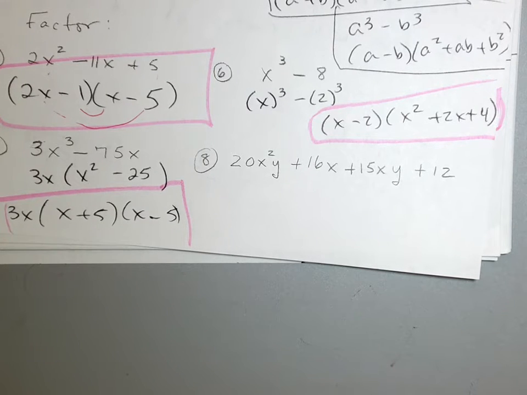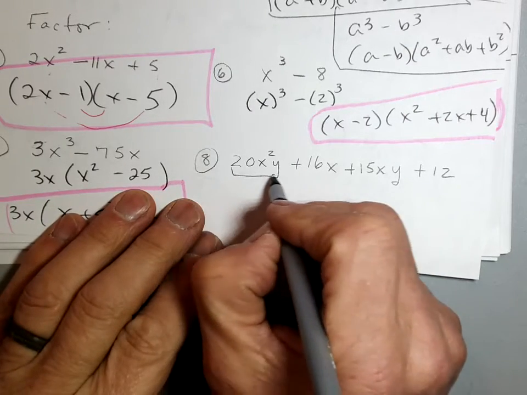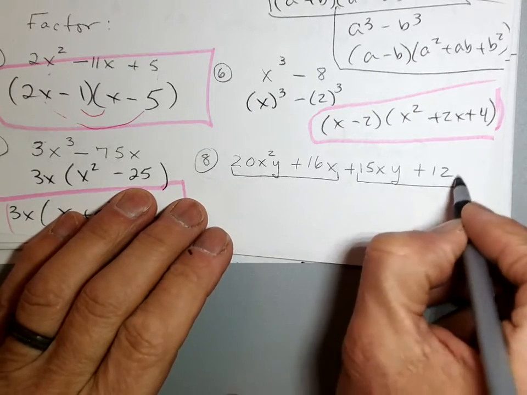Number 8, I'm going to have to factor twice, but anytime you've got 4 terms, let's group them. Remember how we group them? Number 8's by grouping, okay? So to do it by grouping, I'm going to put the first 2 together and the second 2 together, okay?